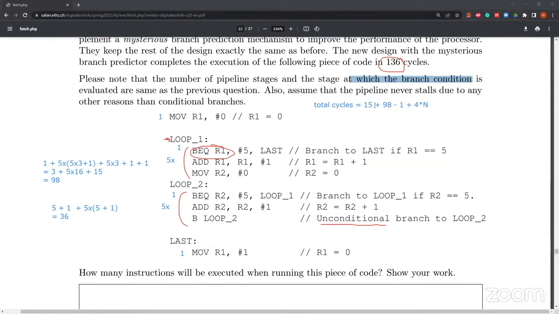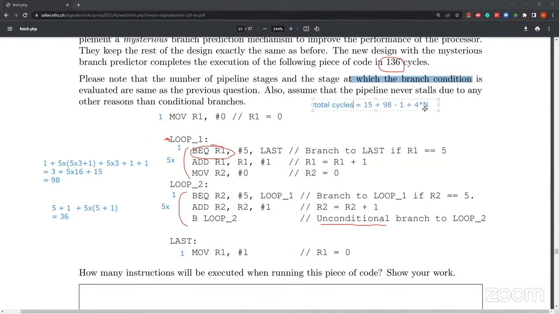Okay, so here again, 15 is the number of stages we have in the pipeline. So initially we fill up the pipeline and then we retire 1 instruction at the end. And then we have 98 minus 1 more instructions, plus we add the total number of mispredictions and multiply by 4, which is the number of bubbles.